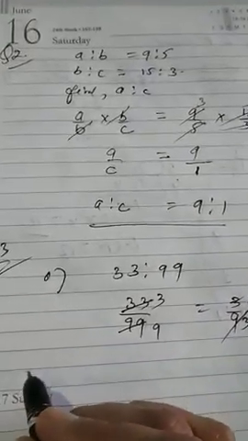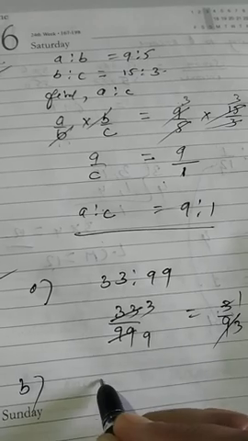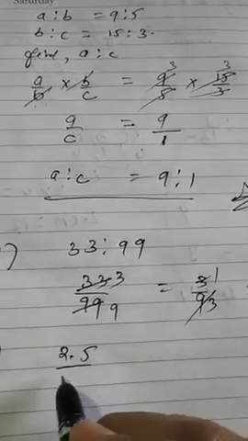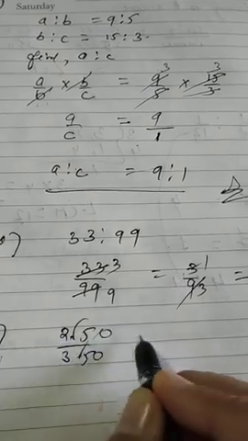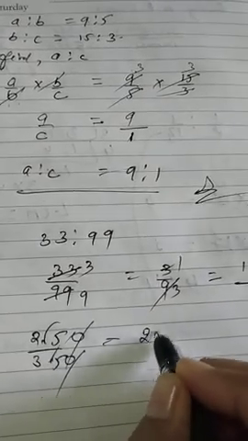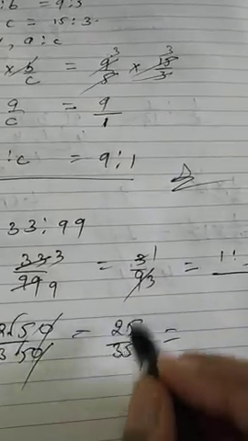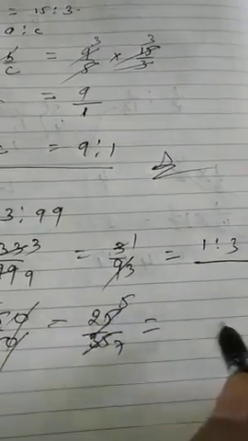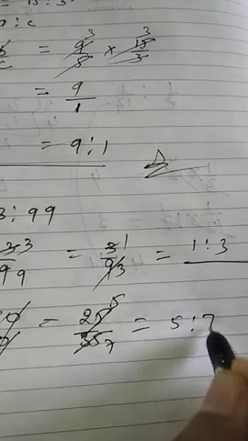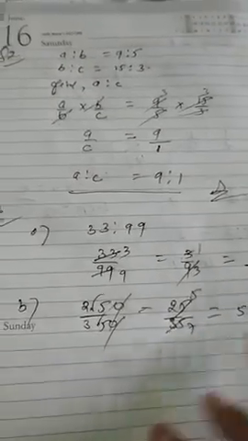Similarly, suppose it is given in decimal. So don't panic. Decimal also you can find easily. This 0 you remove, this 0 you remove. 0 0 will get cancelled. 25 by 35. Then simplest form by the table of 5: 5 7s are 35, 5 5s are 25. Then 5 is to 7 will be the simplest form of this.